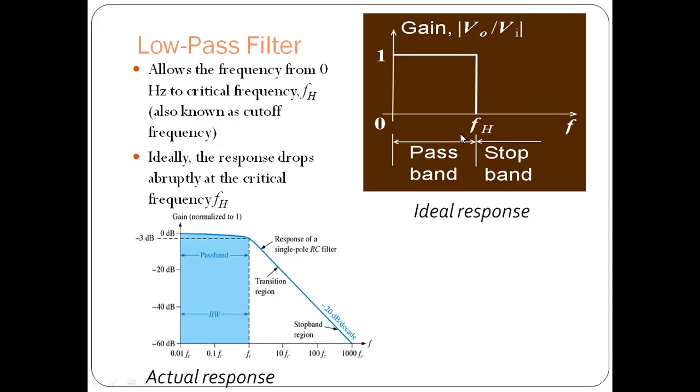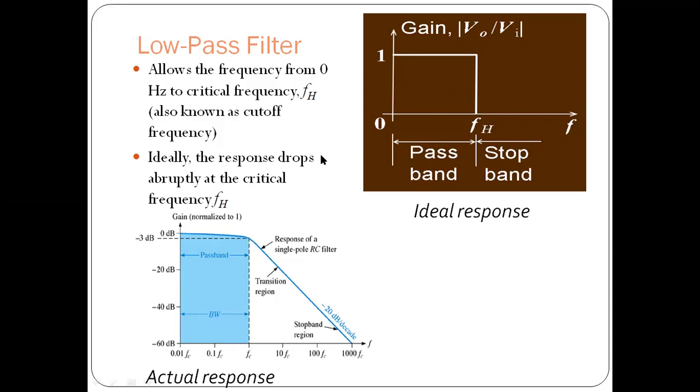It allows only the signals having low frequencies. That is, it allows only the frequencies below the critical frequency level. So here you can observe the critical frequency as fh.